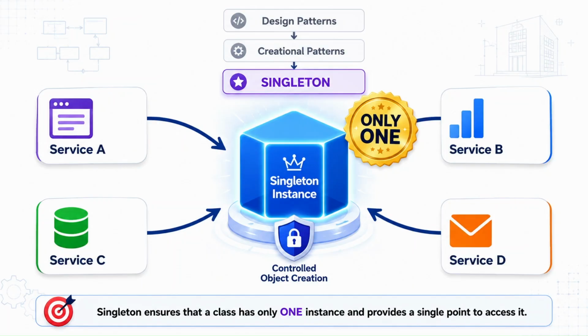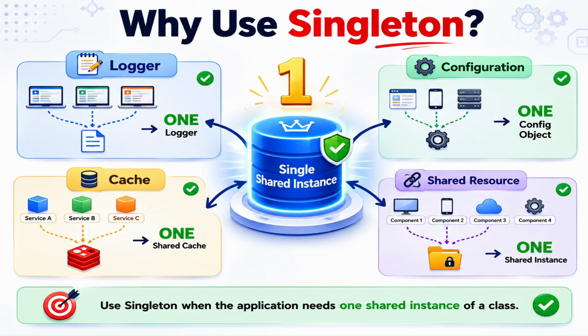That is Singleton, where we make sure that only one object will be created, and that object will be shared across the application. If you see this slide, we have only one object of this class, and that is shared or used across the services: service A, service B, service C, and service D. All these four services are using the same object. If I go to the next slide, why is it important?